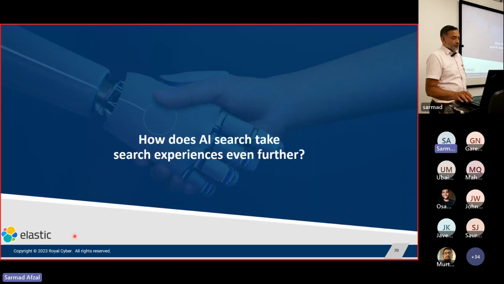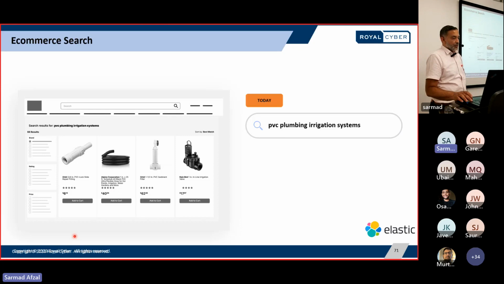Here are some of the use cases. How many people out here have any B2B e-commerce site or B2C e-commerce site in their companies? You have a B2B. Okay, so right now, if you have a shopping cart and you type PVC plumbing irrigation system, you can only do keyword search. You cannot do semantic search.